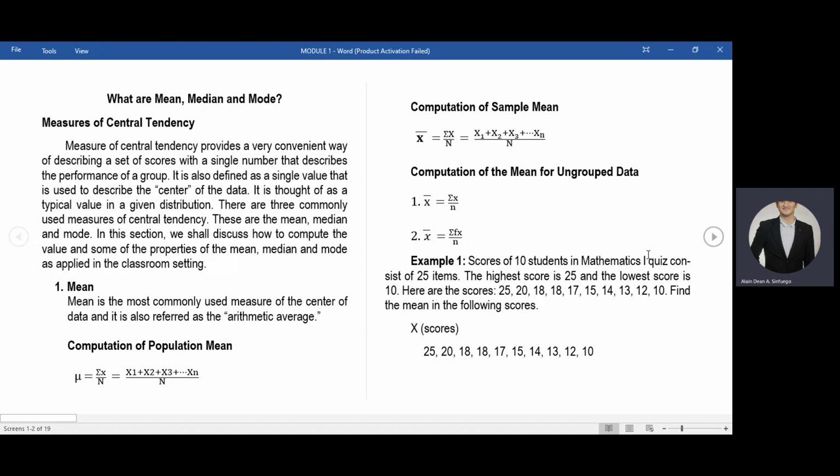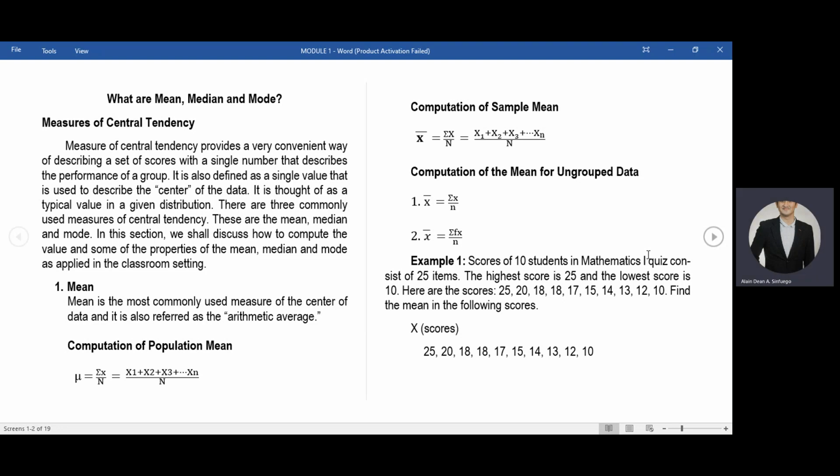The measure of central tendency provides a very convenient way of describing a set of scores with a single number that describes the performance of a group. It is also defined as a single value that is used to describe the center of the data. It is thought of as a typical value in a given distribution. There are three commonly used measures of central tendency. These are the mean, median, and mode.